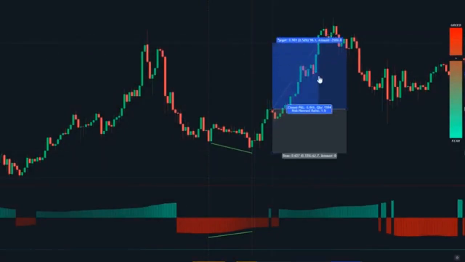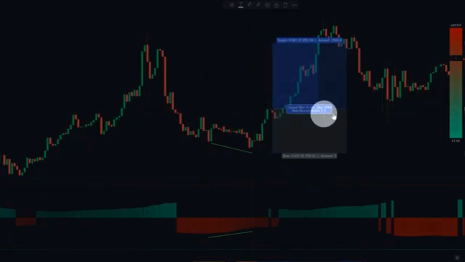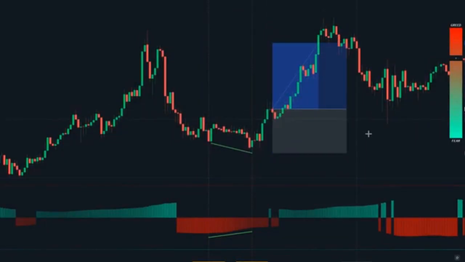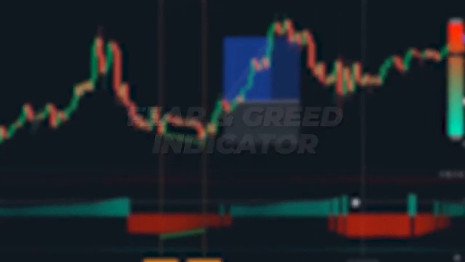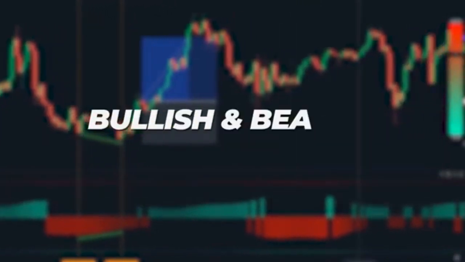Ladies and gentlemen, this is the market sentiment fear and greed indicator. You can use it to identify fear and greed or bullish and bearish sentiment in the market to complement your trading style. Go ahead and play around with it and see what strategies you can come up with to make use of this awesome indicator.